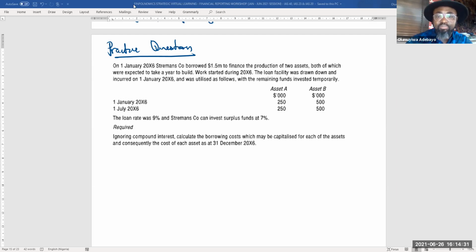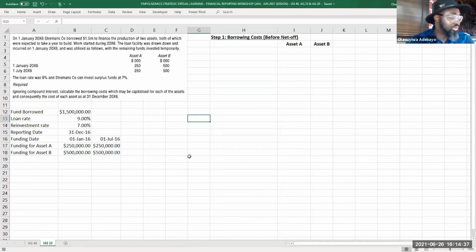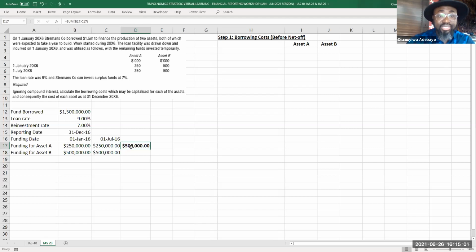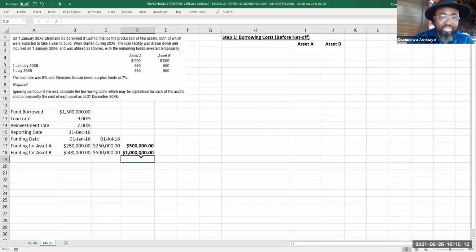Now let's look at our model. I've extracted the information out, and let me start with step 1, borrowing cost. Now, the amount borrowed is 1.5 million, and when you check all that was incurred, you find out that the sum incurred was 500,000 for A and 1 million for B. And I suspect that the entire 1.5 million borrowed was spent on these two assets solely.